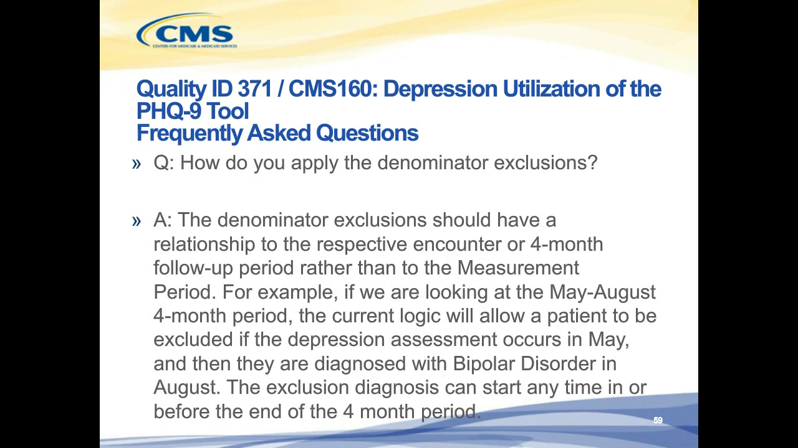Okay. So we received frequently asked questions regarding denominator exclusions on this measure. Denominator exclusions should have a relationship to the respective encounter or 4-month follow-up period rather than to the measurement period. For example, if we are looking at the May through August 4-month period timeframe, the current logic will allow a patient to be excluded if the depression assessment occurs in May and then they are later diagnosed with bipolar disorder in August. The exclusion diagnosis can start at any time on or before the end of the 4-month period.